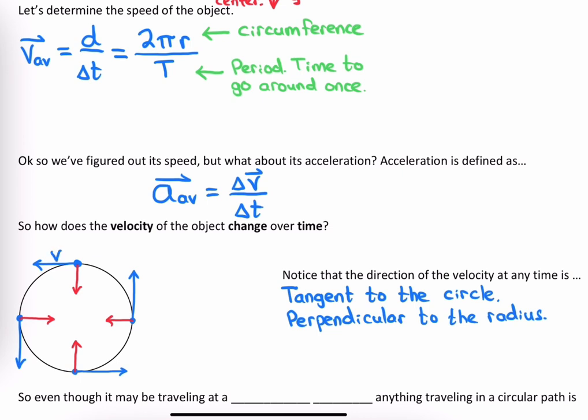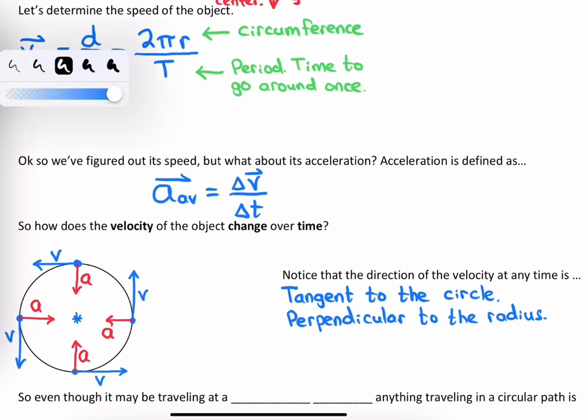So I'll label these. The blue ones are the velocities, and the red ones are accelerations. Now look which way all of these accelerations point. They all point towards the center of the circle. Remember, we often use a star or an asterisk to show the center of the circle. And that's not a coincidence, that's a very important fact about circular motion: the acceleration points towards the center of the circle.